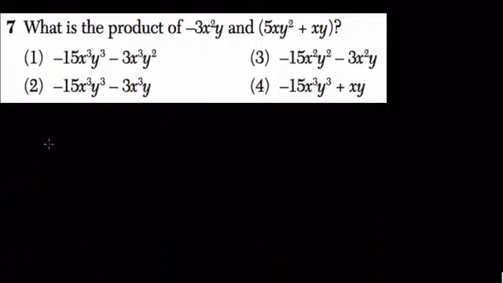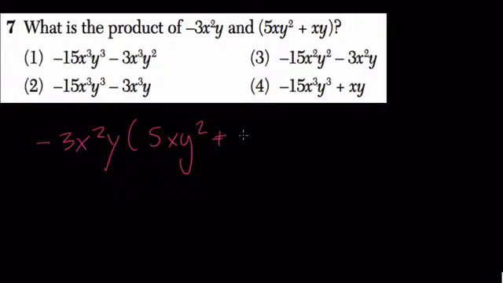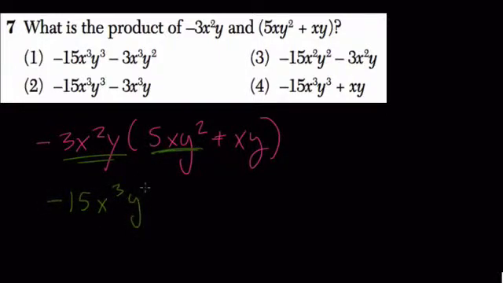Here we're multiplying these two. We have negative 3x squared y times 5xy squared plus xy. So if we distribute this to this term right here, we get negative 15 x to the third y to the third. Right? We just multiply like terms. So negative 3 times 5 is negative 15. X squared times x, add the exponents, it's x to the third. Y times y squared, add the exponents, we get y to the third.